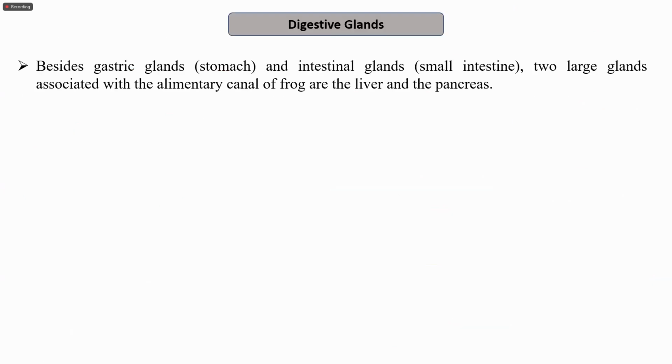Now we will talk about the digestive glands. Besides gastric glands, gastric meaning in the stomach, which are present in the stomach and help in the digestion, intestinal glands are also present.